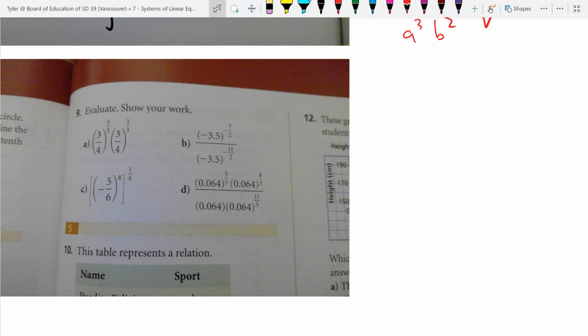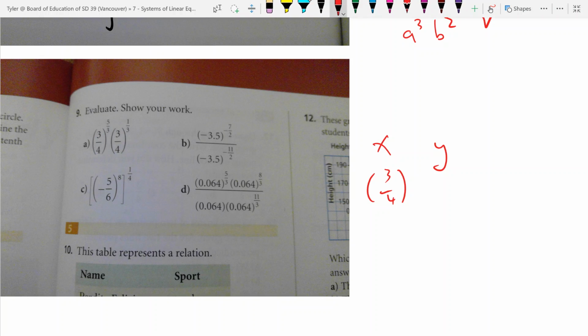These questions work the same way. The only thing that's different about them is instead of having x and y's, we have something like 3/4. But as you can see, both of these are essentially the same. It's just as if we had x to the 5 over 3 times x to the 1 over 3. So we're going to apply the exponent laws.